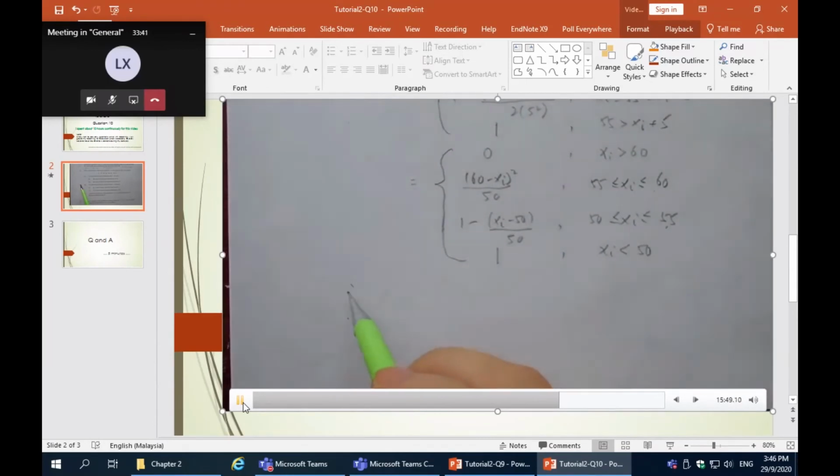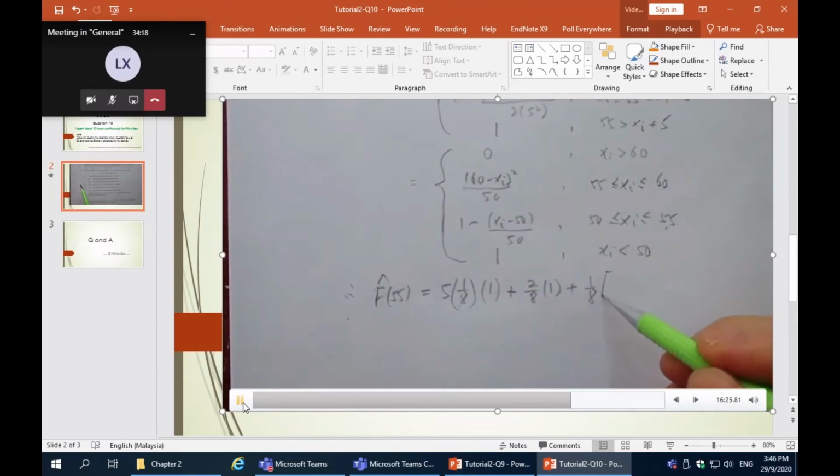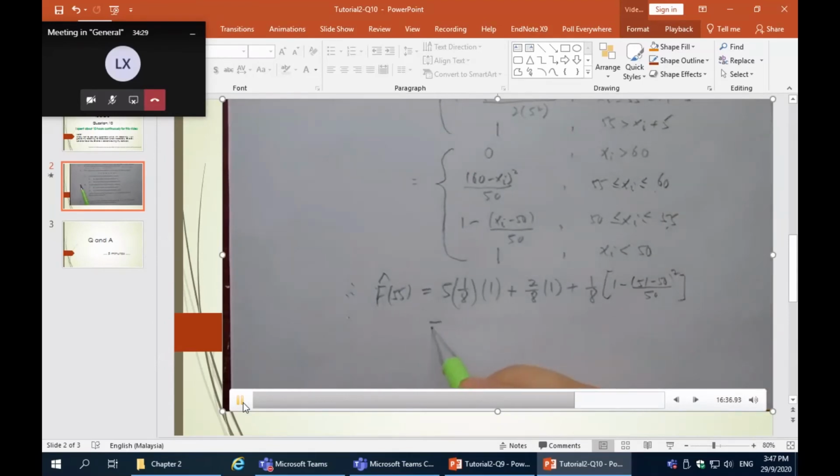So the kernel smoothed distribution at 55 is given by 5 times the probability of 1 over 8, multiplied by this k value, and I have one value with the probability 2 over 8, multiplied by the k value, and I have one value that falls in this group. The data is 51. So I will take the probability, multiply by this value, that is 1 minus 51 minus 50, divided by 50 square, and I will have 0.9975.